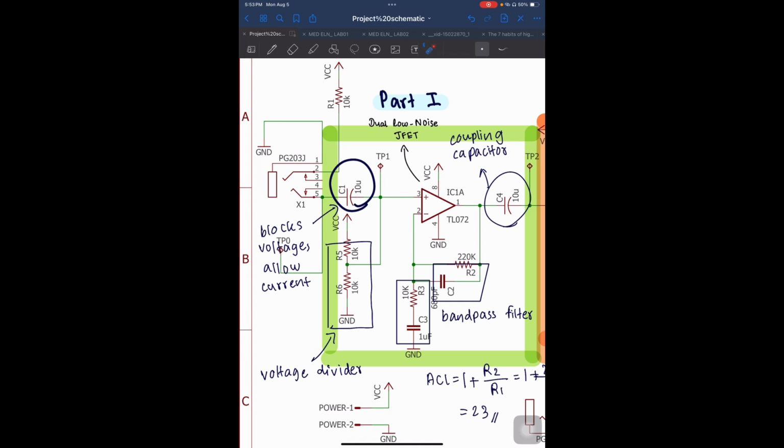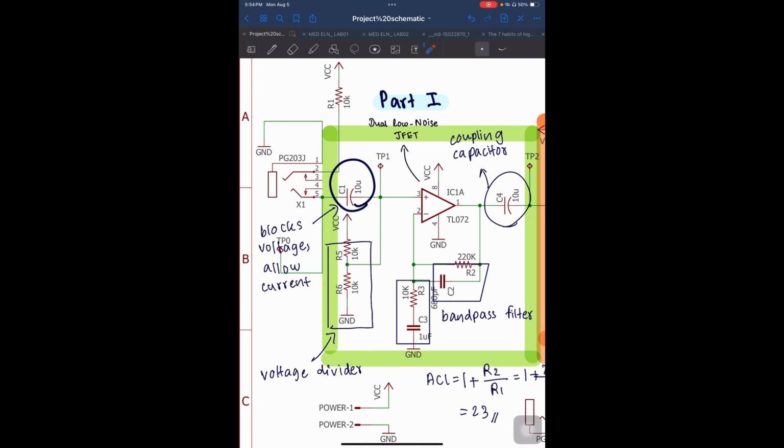Based on the circuit, it is a fixed-gain closed-loop non-inverting amplifier. Capacitor C1 blocks the DC bias voltage from the input but allows AC voltage to pass through. The voltage divider consists of two 10 kilo ohm resistors, R5 and R6, setting the op-amp to operate at half the supply voltage, 4.5 volts, in single supply mode.